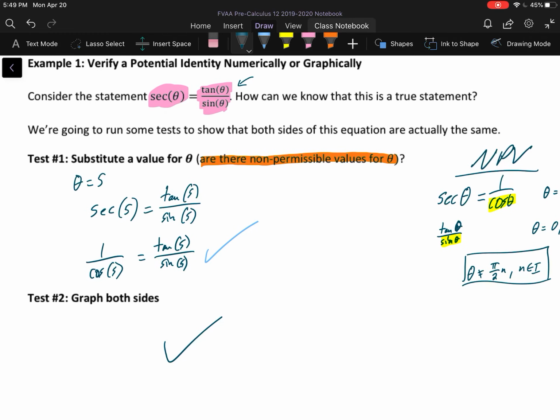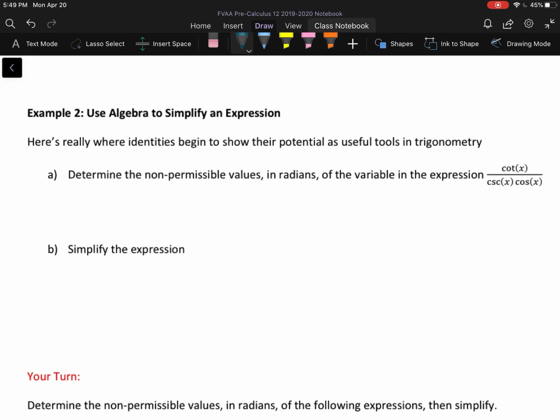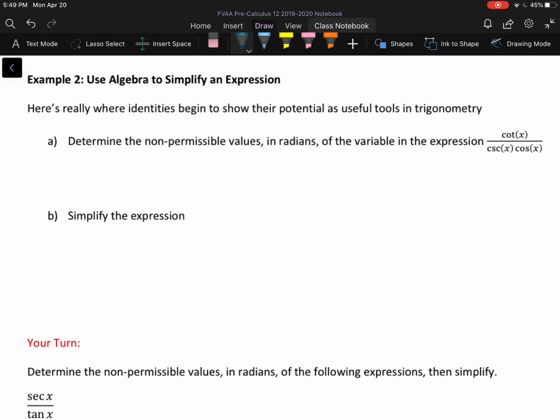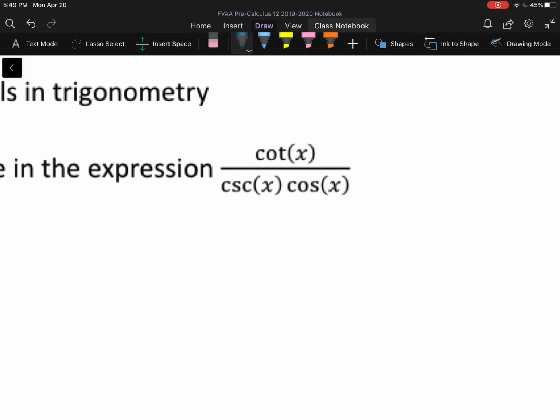Now this isn't really the best proof. What you want to do is prove it. What we're going to be looking at is proving it more in an algebraic sense, using theorems or identities that have already been proven. So let's see an example of that, using algebra to simplify an expression. Again, first we have to start with our non-permissible values. Some of the things you want to be looking at for your non-permissible values here is that cotangent is cos x over sine x. So sine x can't equal 0.